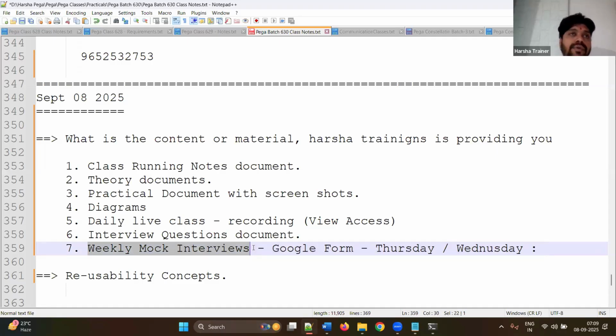It is going to help you gain fluency in the technical terminology, to analyze where you stand, and also to make yourself better and more comfortable with respect to this Pega PRPC subject and all. So make sure you give it regularly and attend every Thursday or Wednesday. And you need to fill the form with your name, mentioning your student ID.